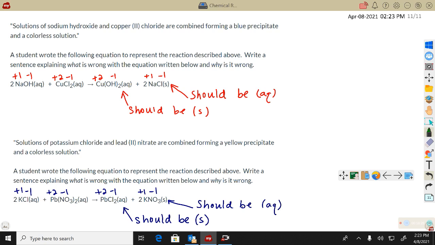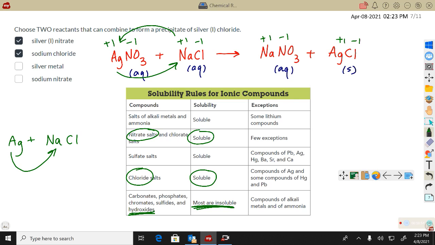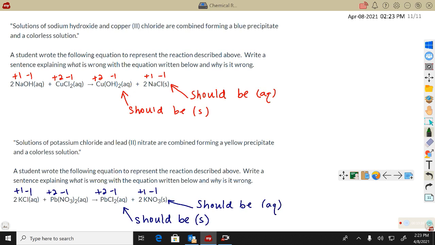Kind of similar with the second example. Everything is right. The formulas are right. It's balanced properly. But anything with an alkali metal like potassium is soluble. And anything with nitrate is soluble. So potassium nitrate is the colorless solution, aqueous. The yellow precipitate is the lead chloride. Most chlorides are soluble, except compounds of silver or mercury or lead. Here are my 3 exceptions: silver chloride, mercury chloride, and lead chloride. And then that means my yellow precipitate, my insoluble product, should be the lead chloride.